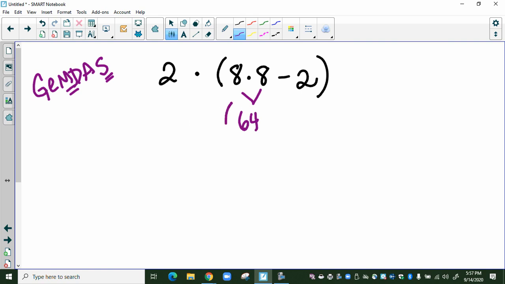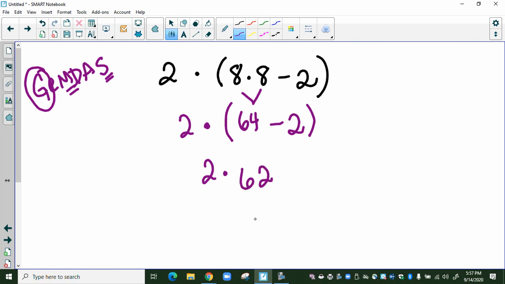I'm going to keep the parentheses because I'm not done yet. There's still something else inside the parentheses that hasn't been done. So in this case, the parentheses needs to stay, which means that I have to do this subtraction before that multiplication because I'm not quite done with my grouping symbols yet. You have to do everything inside the grouping symbol before you can go outside. So 64 minus 2 is 62.